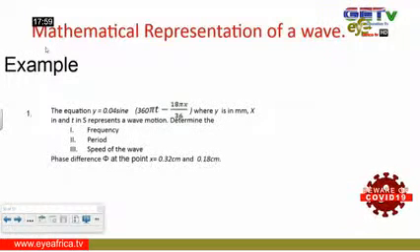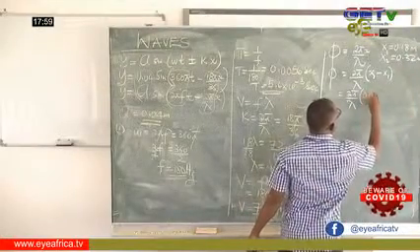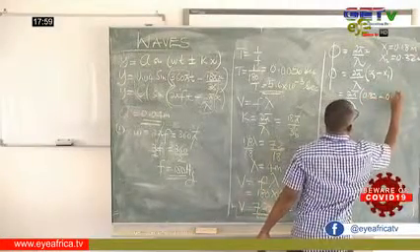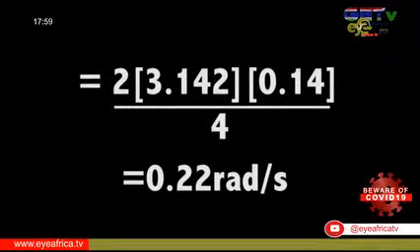So I say the first position is 0.18 and the second position is 0.32, in meters. I substitute there: 0.32 minus 0.18. This gives you the total answer in radians. So this is the phase difference.